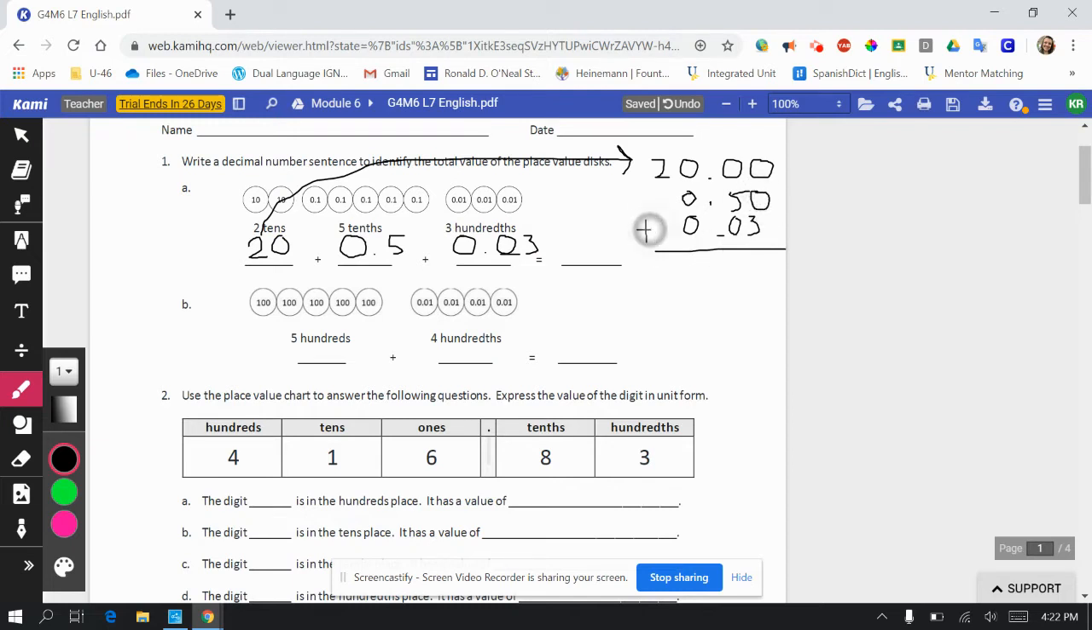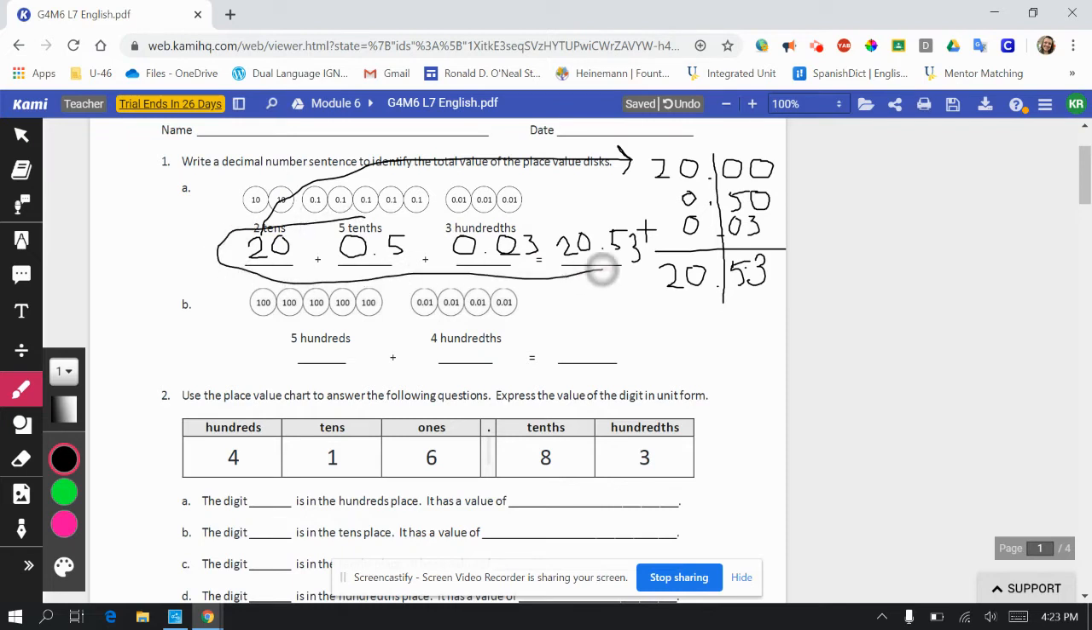And so then we're going to go ahead and add those on up. 0 plus 0 plus 3 is 3. 0 plus 5 plus 0 is 5. Decimal, so notice it's like they're all in a line there. 0 plus 0 plus 0 is still 0, and 2 plus nothing is 2. So here we go, 20.53.